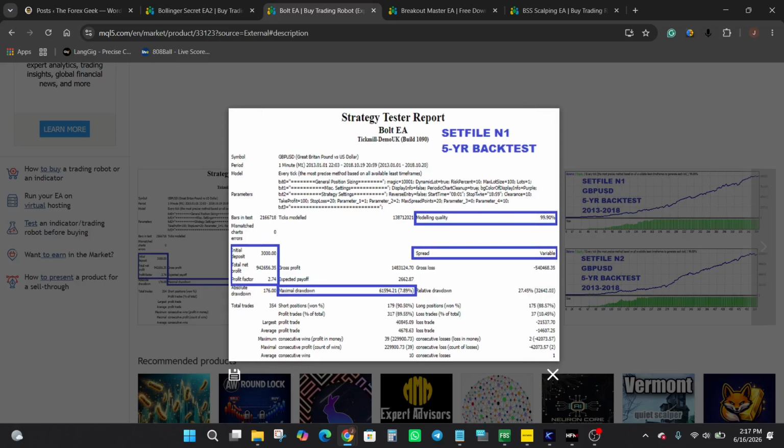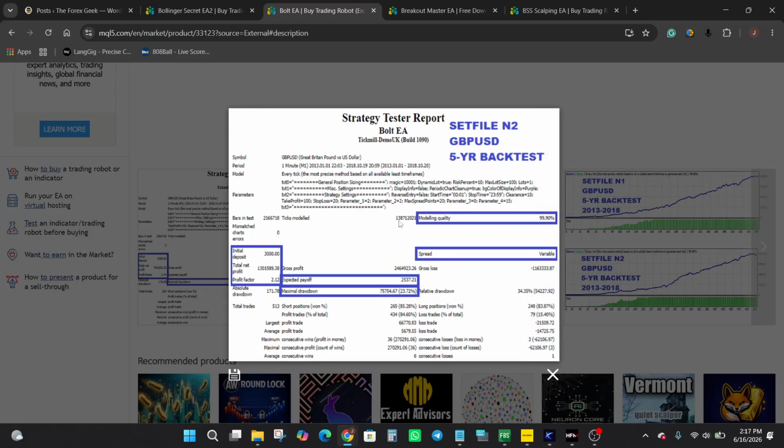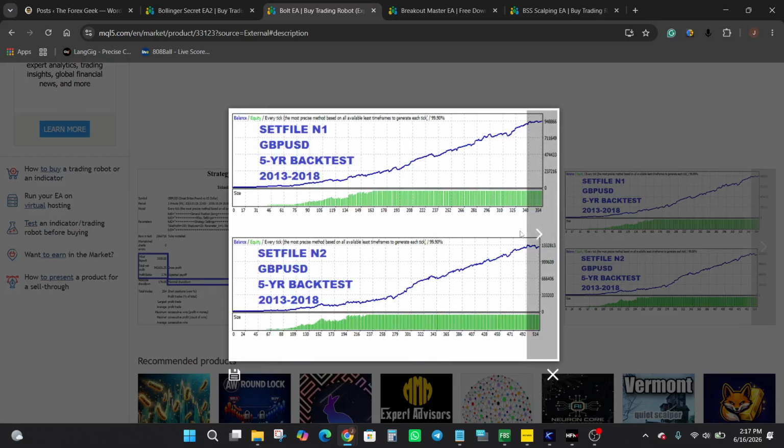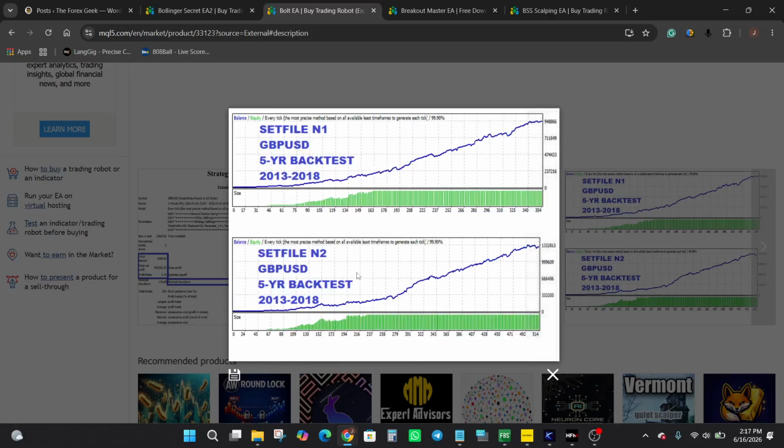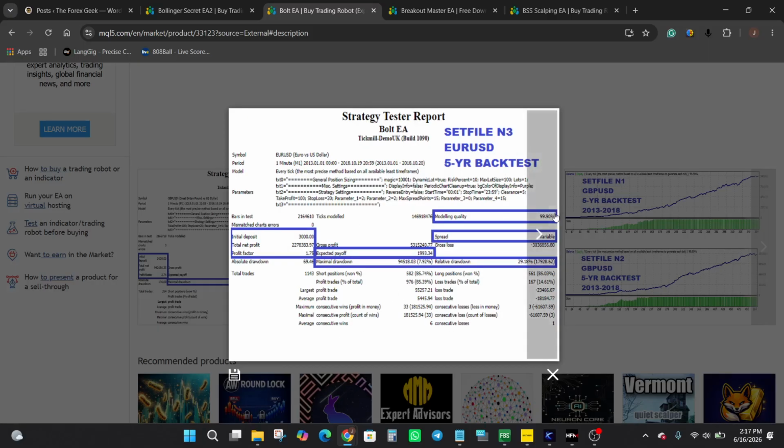Okay, here we have GBPUSD, right? Here again is GBPUSD 5-year backtest. This was giving us $1.3 million in total net profit from $3,000 initial deposit. This shows set file 1. Okay, this was set file N1, this was set file N2. All right, so this shows 2013 to 2018, both of them. Okay, we can see quite a steady equity growth there.